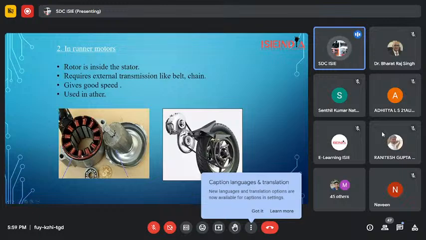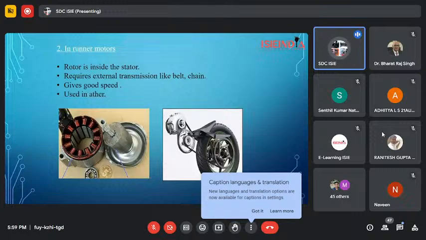While it's rotating, because it's alternating current, this front magnet will turn into south, then it will attract the north of the rotor, and later on it will turn into north so that it will repel that rotor. In this way, the rotor will keep rotating.